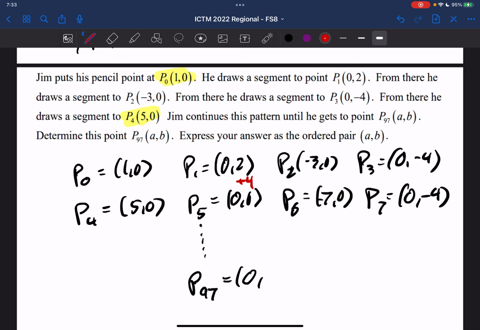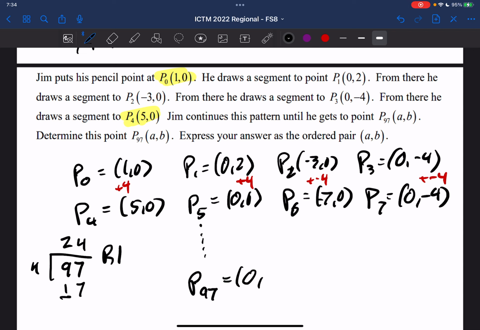Now notice that each time we either add 4 or negative 4. So how many times are we doing that? Well, if I take 97 and divide by 4, I get 24, and I'm left with 1. So I get 24 with a remainder of 1, just like we thought. All right.